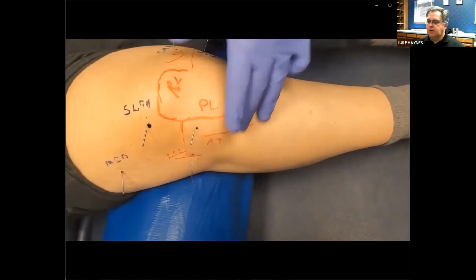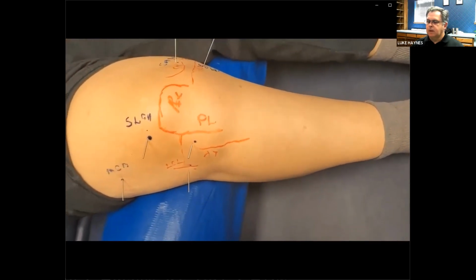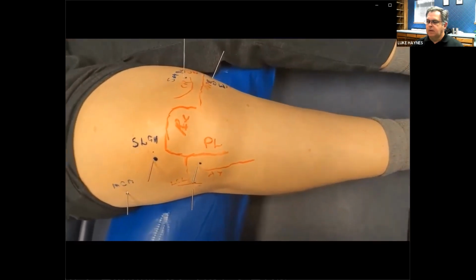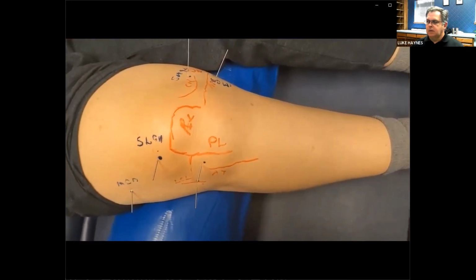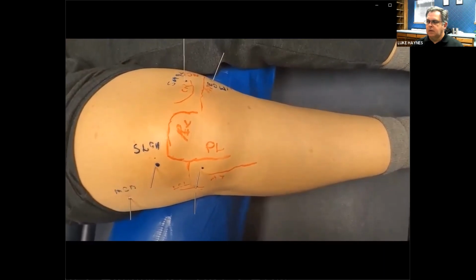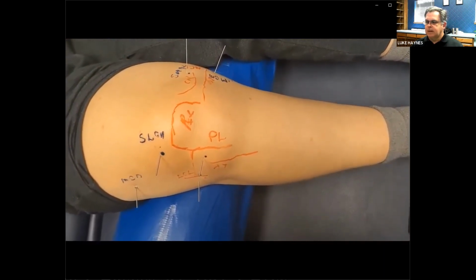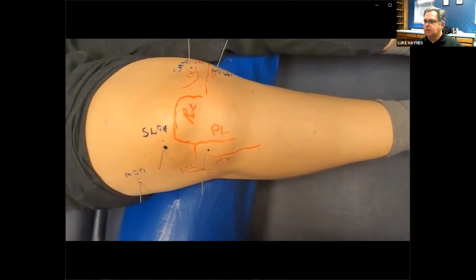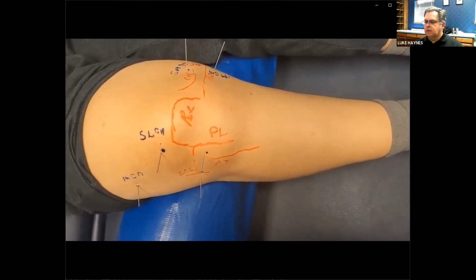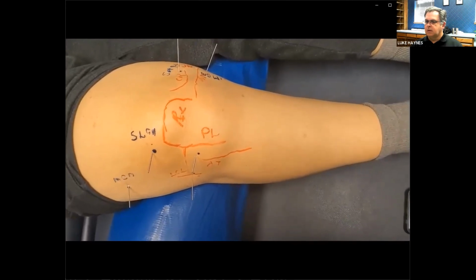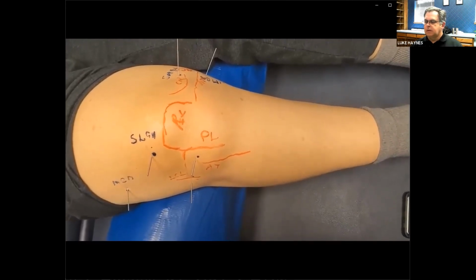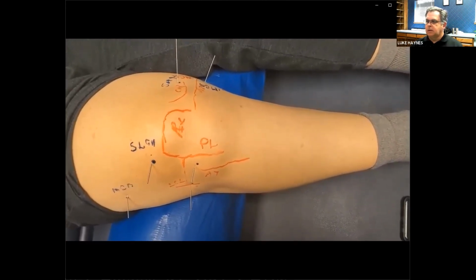So needles are placed. Normally at this point, I will put electrical stimulation on 10, 15, 20 minutes. Ideally, it's a biphasic wave and frequency, maybe an alternating 2 hertz up to 100 hertz at about a 3-second interval. And so that is the placement of the needles.